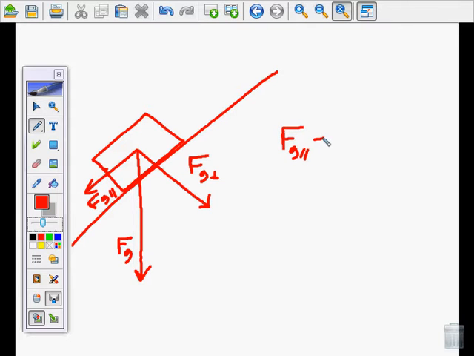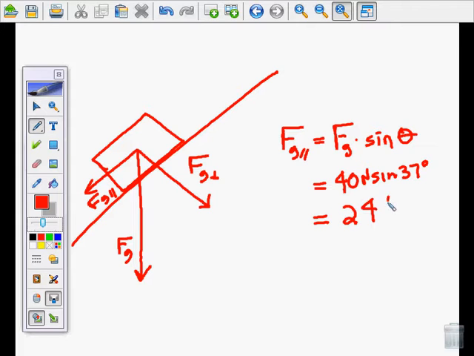Fg parallel is equal to the whole weight force times the sine of the angle of inclination. So in this case, it's going to be 40 newtons times the sine of 37 degrees. And we might have calculated that in the past. Does anyone have that? Fg parallel? I think we did that right. 24 newtons? Yeah. Does that, you want it rounded or? Yeah, no, round's fine.